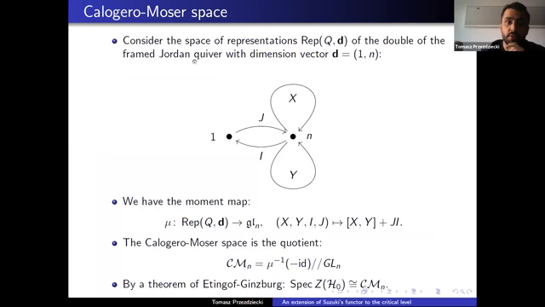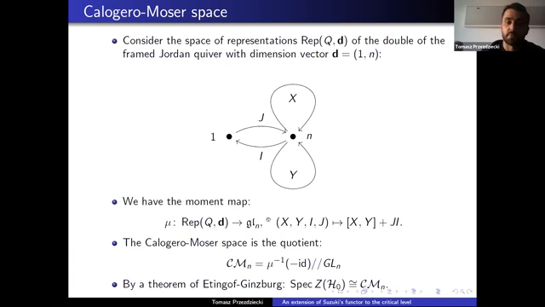There is also a Nakajima quiver variety type description of the spectrum of the center of the Cherednik algebra. So I take the double of the Jordan quiver with dimension n and 1. And so I consider this space of representations.